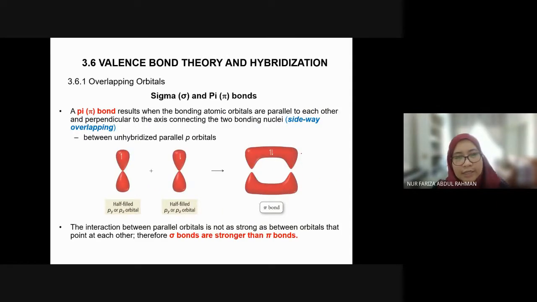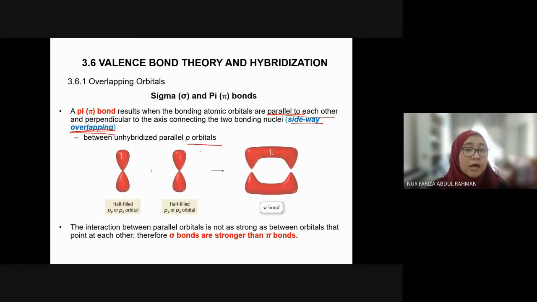Pi bond on the other hand, dia overlap parallel to each other. Parallel. Tadi end to end kan, kepala dengan kepala. But this one, they are parallel, side by side. Okay, this is what we call sideway overlapping, guys. Sideway overlapping. Contohnya between unhybridized parallel p orbital.